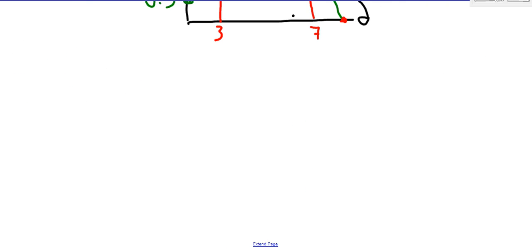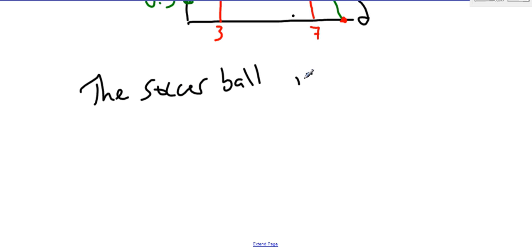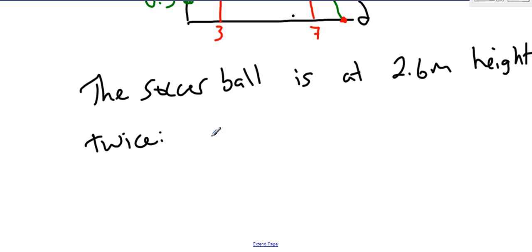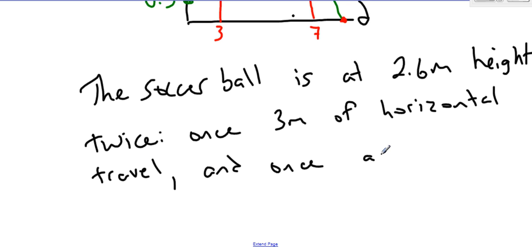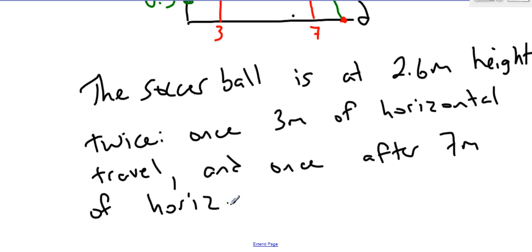Then my answer would be the soccer ball is at 2.6 meters height twice, once 3 meters of horizontal travel, and once after 7 meters of horizontal travel. So I would hope you guys could maybe make that a better sentence.